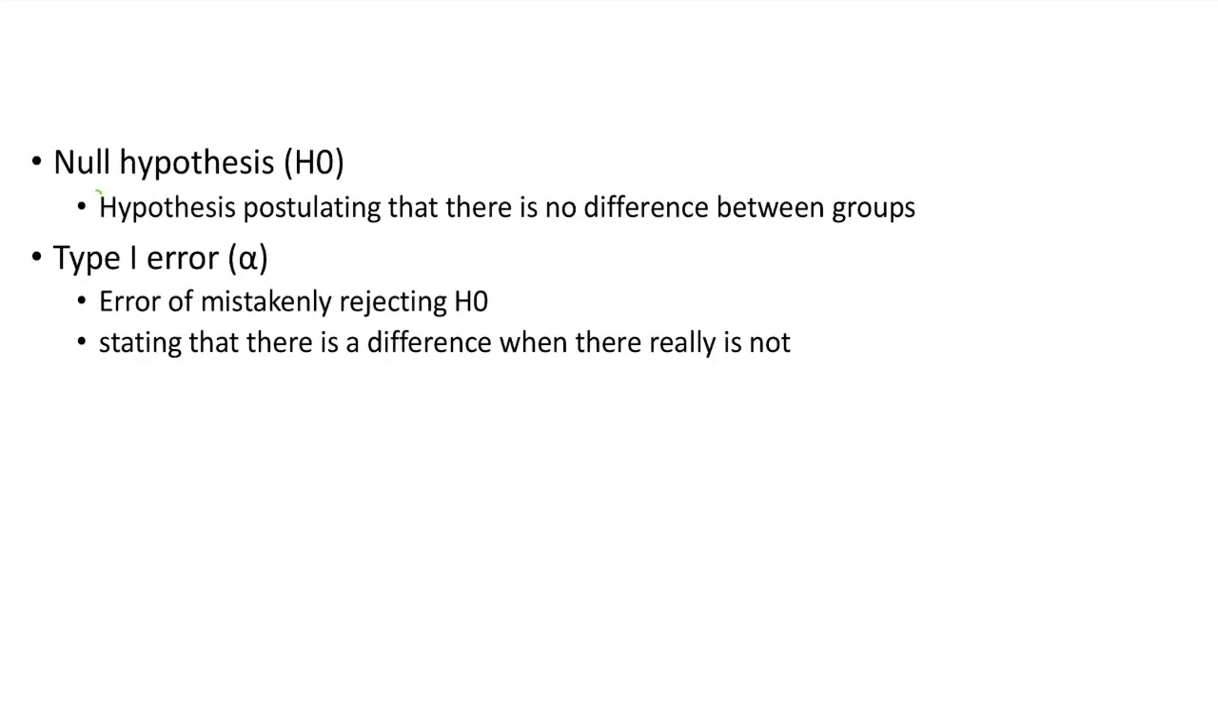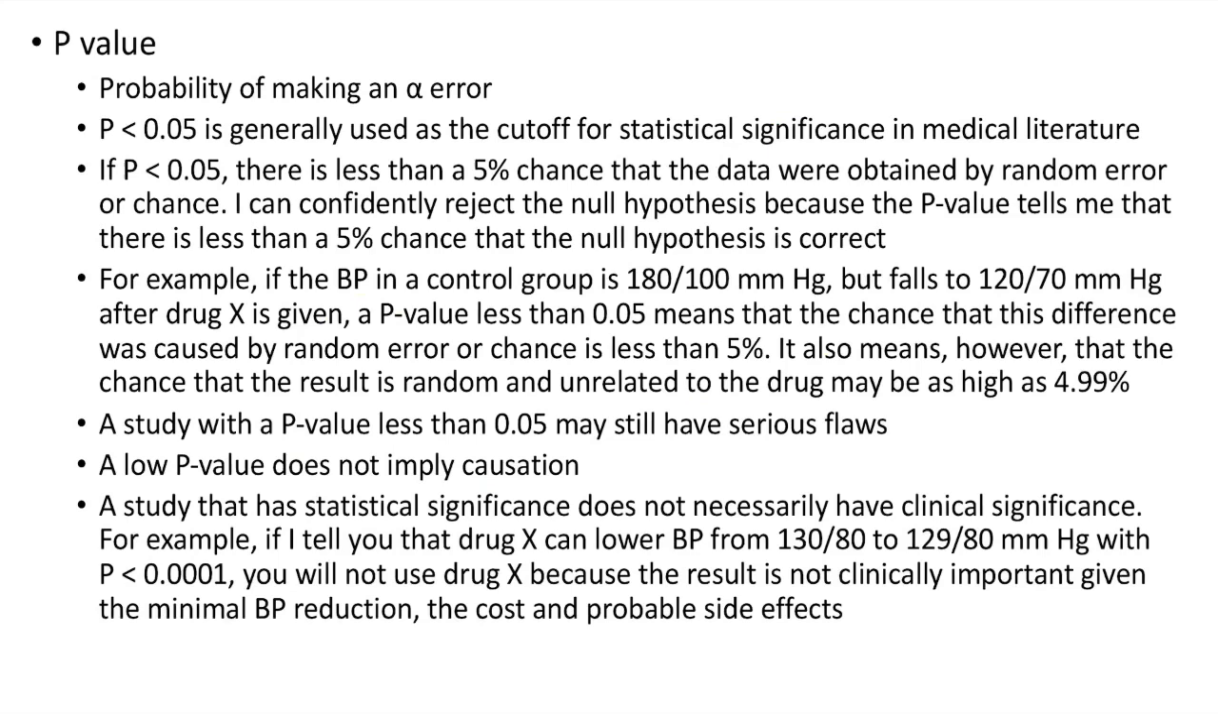Now let us see about null hypothesis. It is hypothesis postulating that there is no difference between groups. Now let us see about type 1 error or alpha error. It is error of mistakenly rejecting null hypothesis, that is stating that there is a difference when there really is not. Now let us see about p-value.